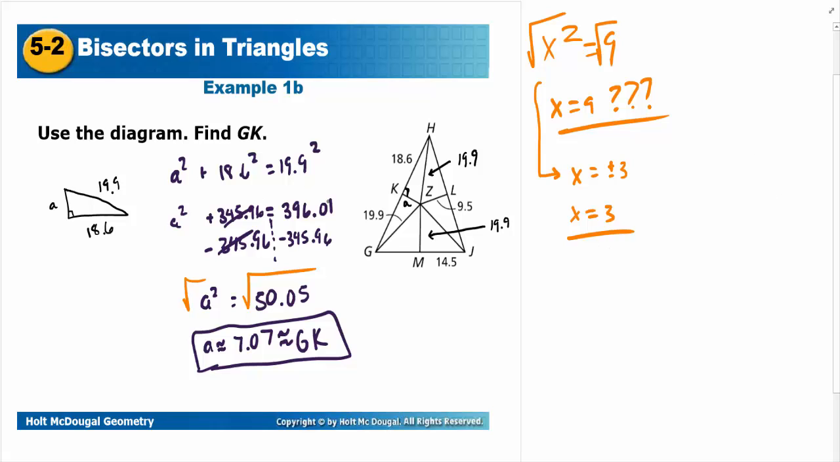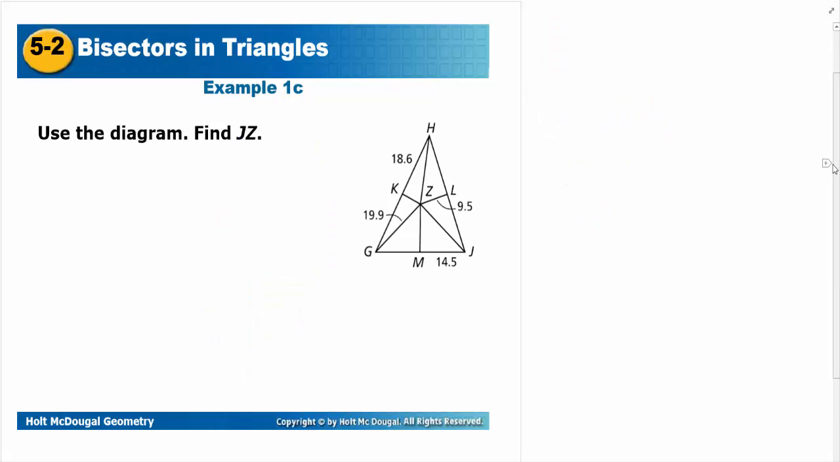There's a couple things you can do with circumcenters. You can do Pythagorean theorem on them because you will have a bunch of right triangles inside this triangle. Use that to your advantage. Alright, and keep on going here. We're going to find JZ now. Same information. JZ.